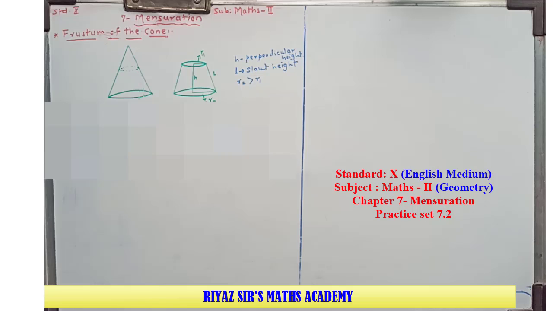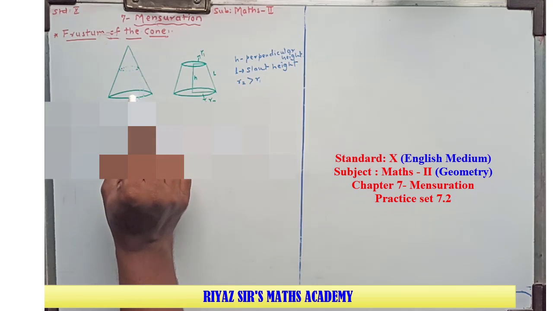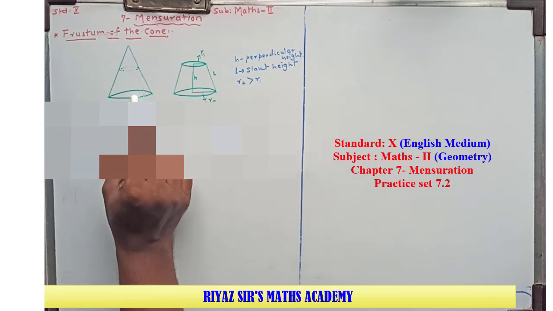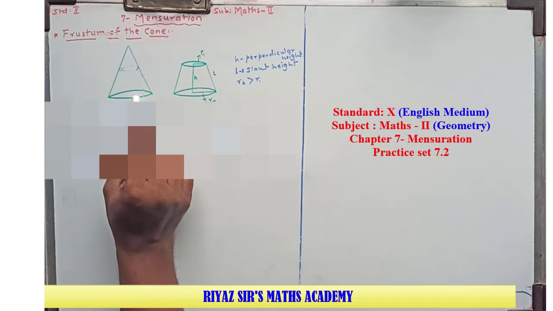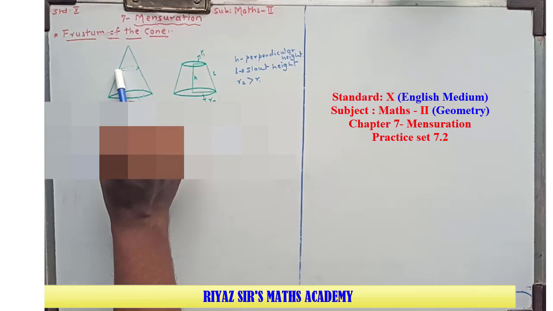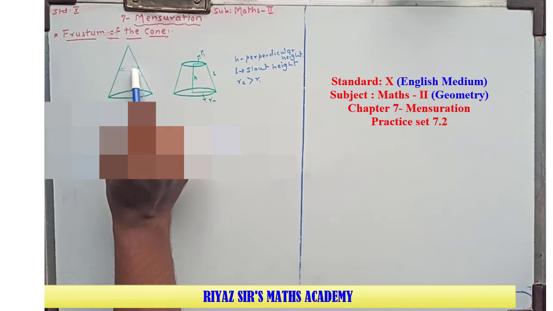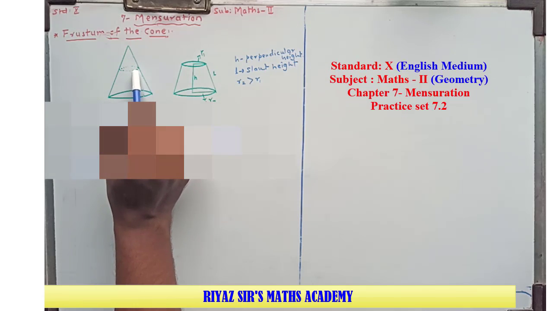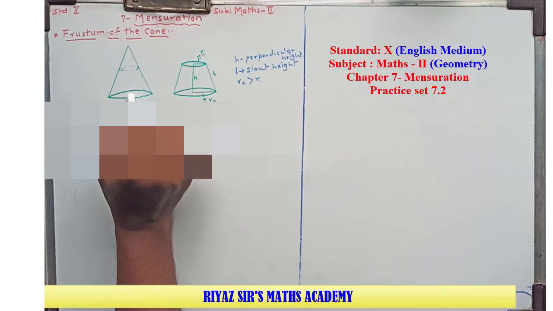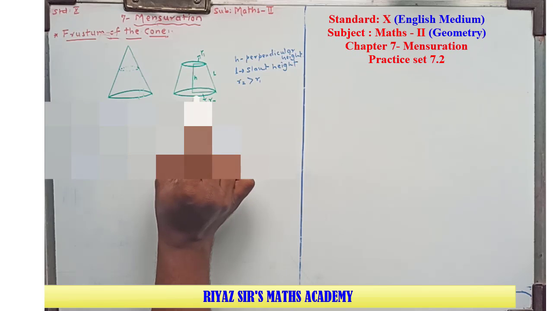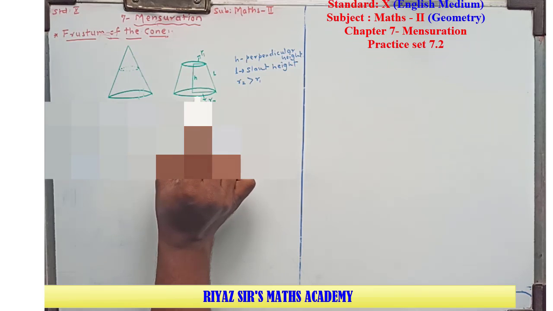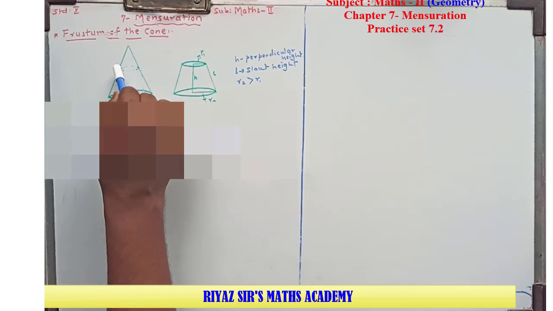Okay, for a given cone, if we slice or cut a plane parallel to its base and remove that smaller cone, we slice it or cut from this part, parallel to the base. The leftover part on the other side of the plane is called the frustum of the cone.